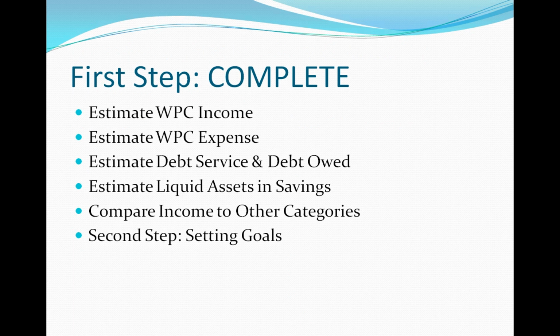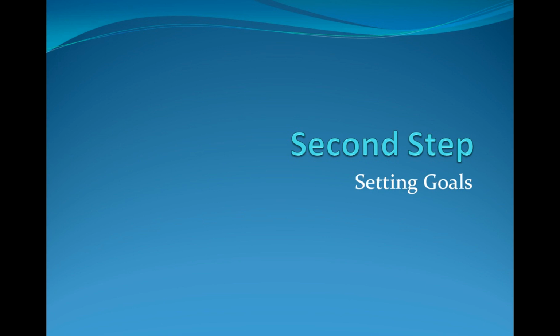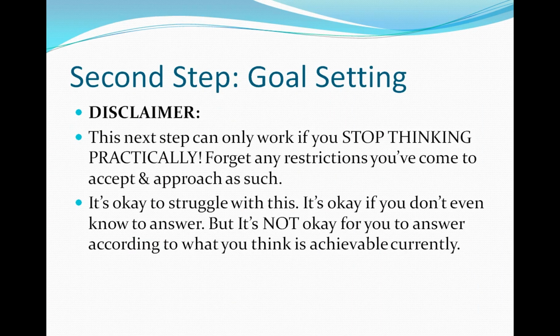So now, step 1 is complete. You have your worst practical case income. You have your worst practical case expenses. You know what your debt service is and how much debt you have outstanding. You know how much you have in liquid assets. You've already done a comparison, so you know what income allocation you need to have. Now we're going to move on to step 2.